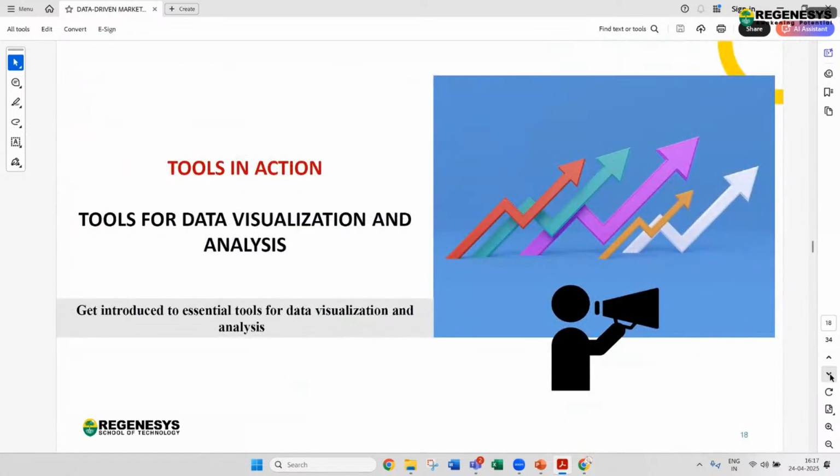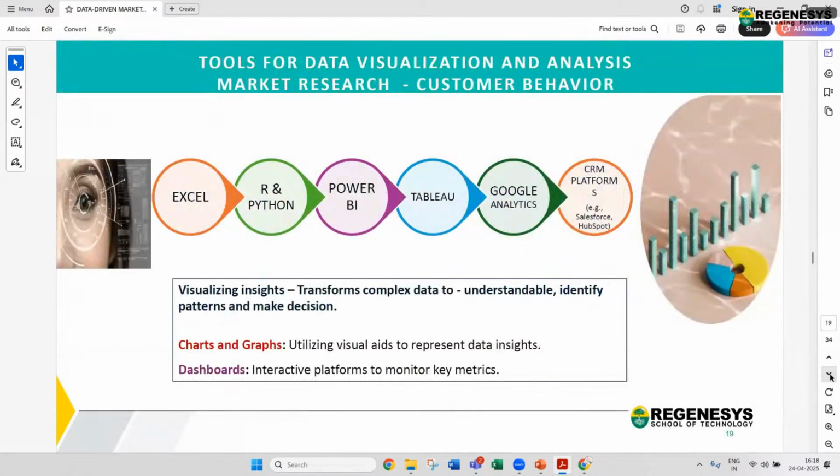Next slide, please. Let us discuss a few tools for data visualization and analysis. Next slide, please. The basic tool which everybody has is Excel. Excel plays a very important role not only in preparing data analysis, but also visualization. You can prepare bar charts, pie charts, histograms, and so many different types of charts, graphs and diagrams through Excel. So Excel gives you not only data analysis but also data visualization.